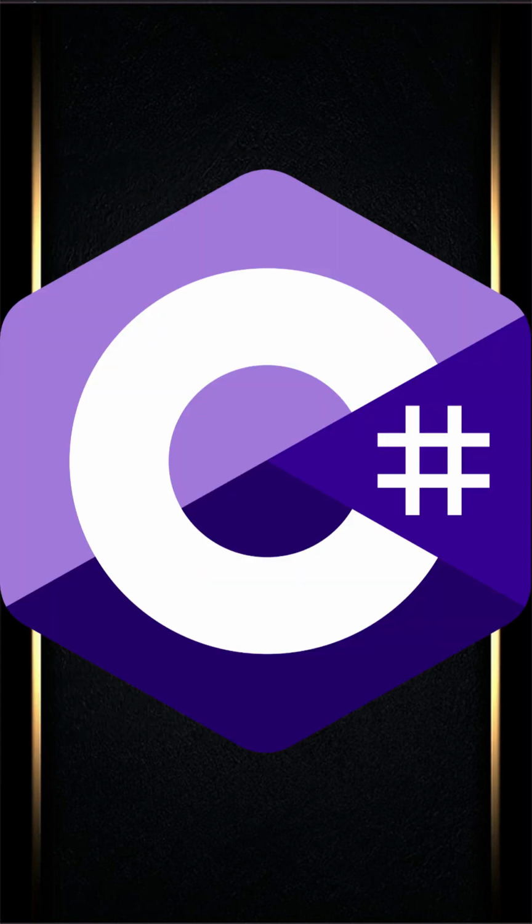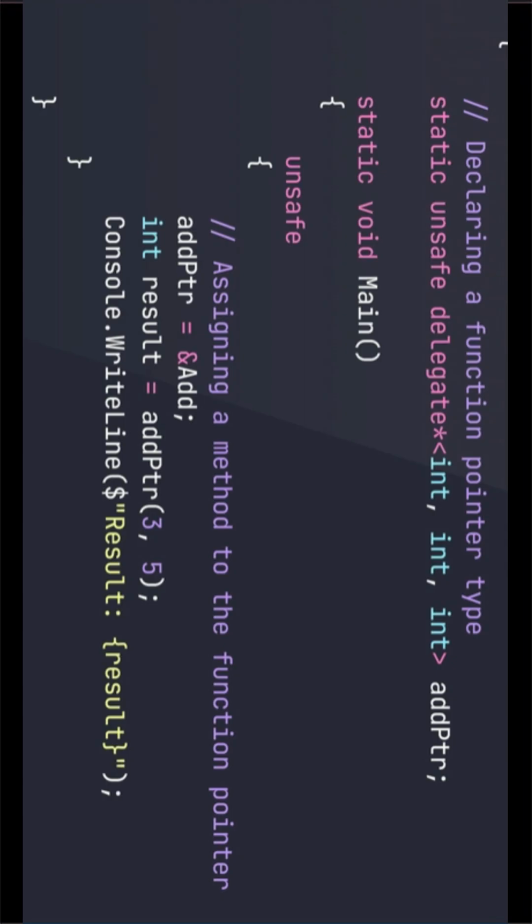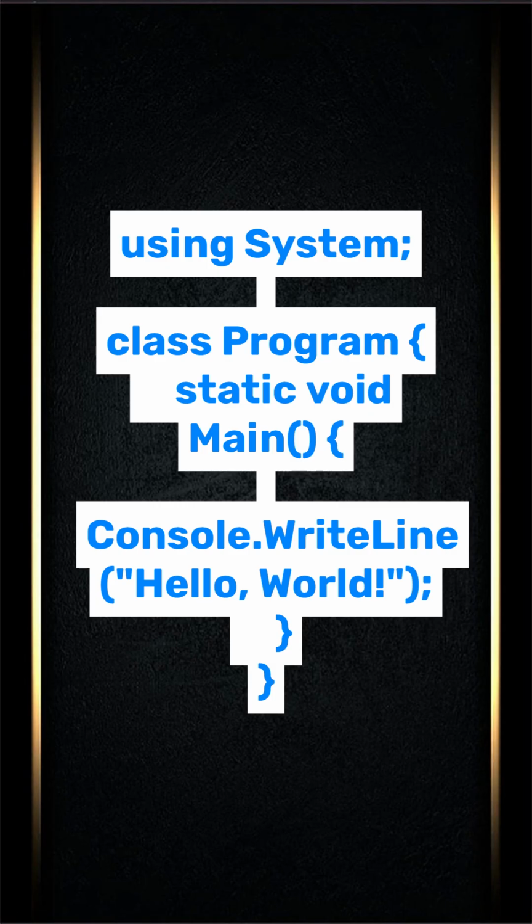Let's not forget C#. It's heavily used in the Microsoft ecosystem, Windows apps, game development with Unity, and enterprise software. A C# Hello World would look like this: using System, class Program, static void Main, Console.WriteLine("Hello World"). Looks similar to Java, right?